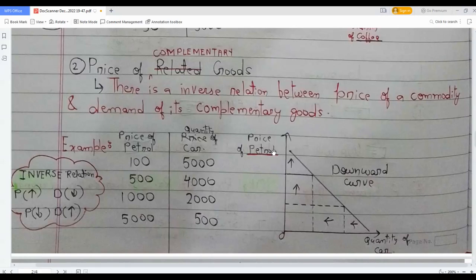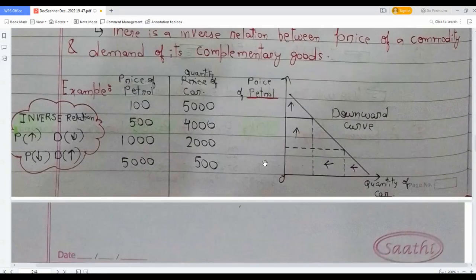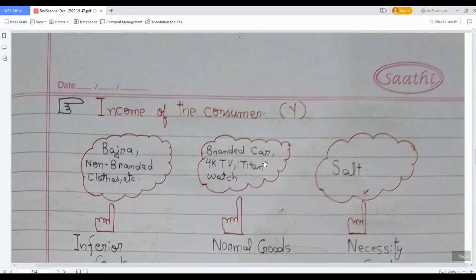Now, on the right side, we are given a diagram of complementary goods where in the vertical column the price of petrol is given and in the horizontal column quantity of cars is given. Therefore, we are seeing that there is a downward sloping curve which shows an inverse relationship between the price of the commodity and quantity demanded of the complementary goods. Now I think this topic is also clear. I'm moving towards the next topic.